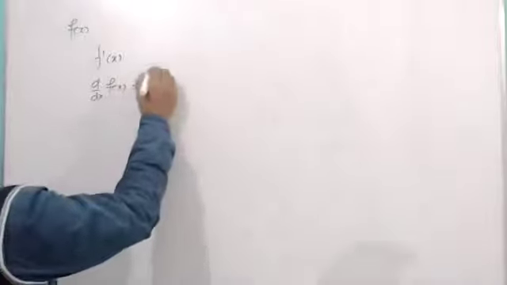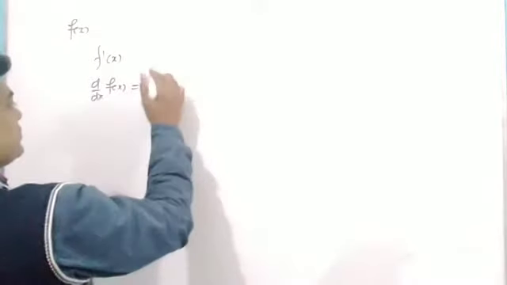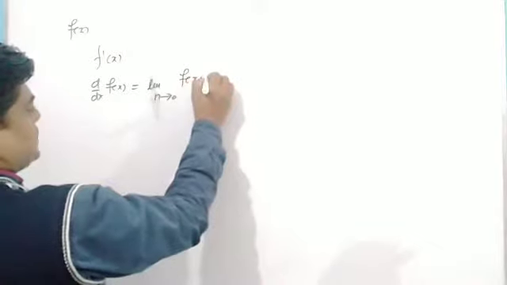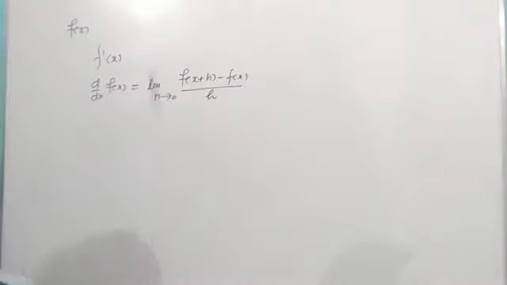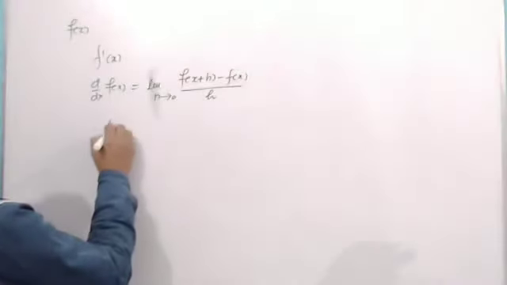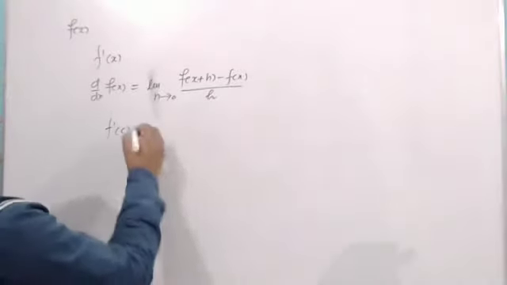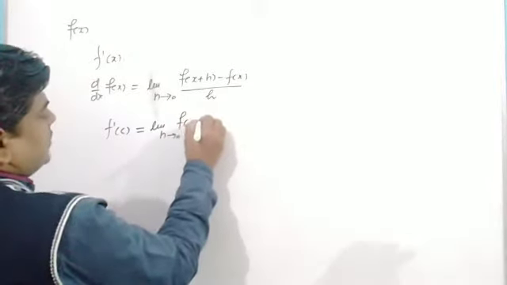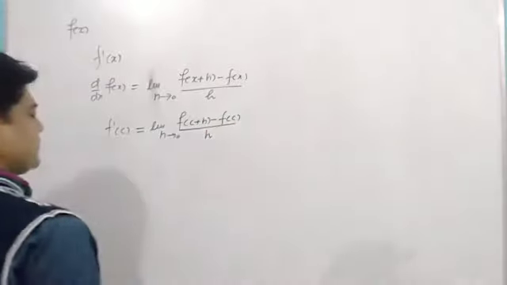It can be written as limit h tends to 0 of f(x plus h) minus f(x) upon h. And at the same time, if I want to find the differentiation of the function at a given point c, then f dash c will be the differentiation of f(x) at c, which is equal to limit h tends to 0 of f(c plus h) minus f(c) upon h.